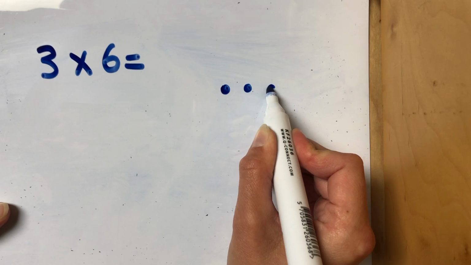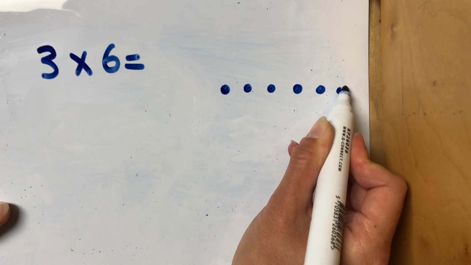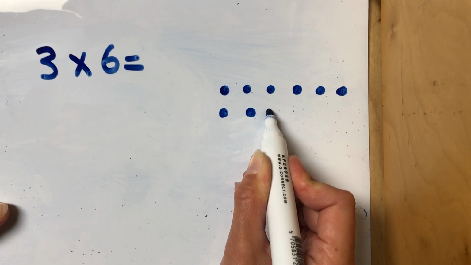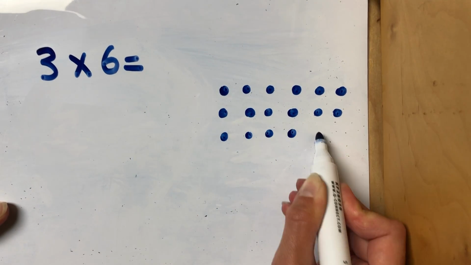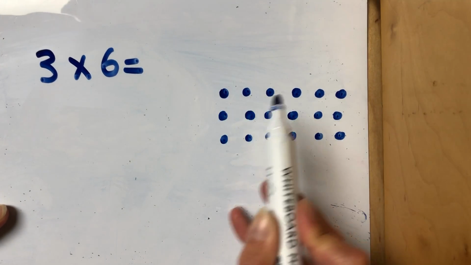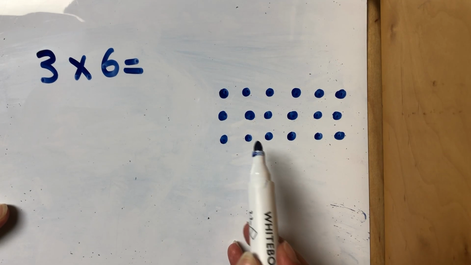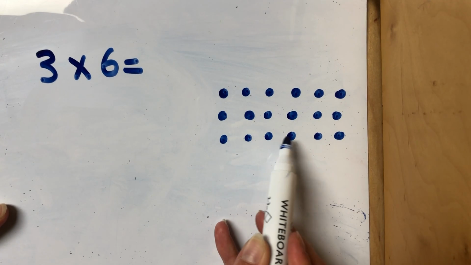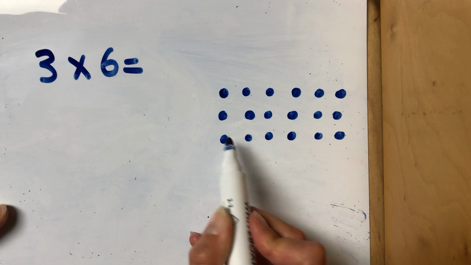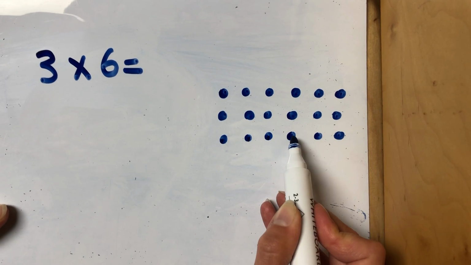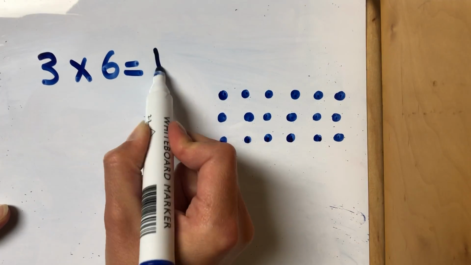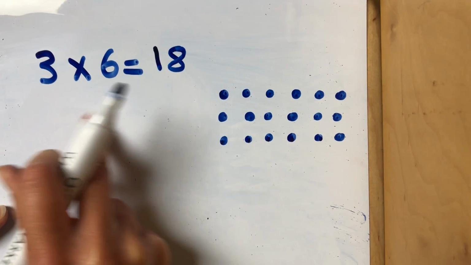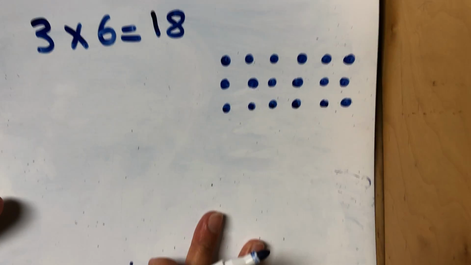1, 2, 3, 4, 5, 6. Now I've made 3 rows of 6. I'm going to count these in threes because I'm more confident with my 3 times tables. So 3, 6, 9, 12, 15, 18. Okay? Altogether I have 18. So 3 times by 6 is 18.